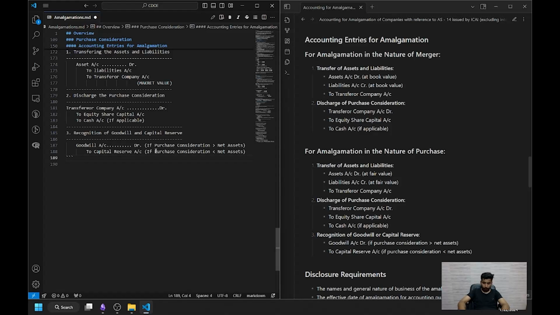Let us just take an example here. Okay, let me just define it and let us take an example. In the example, it is given that Asset Limited has total net assets of rupees 40 lakhs. Okay, and the purchase consideration is as follows. For case number one, the purchase consideration is rupees 70 lakhs.